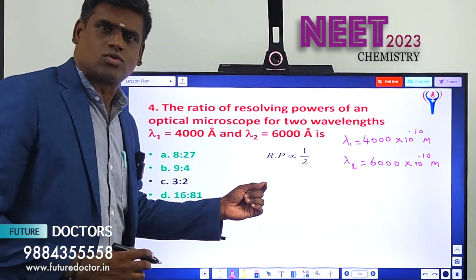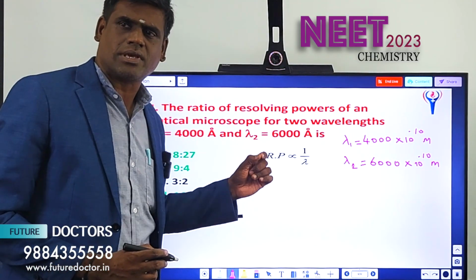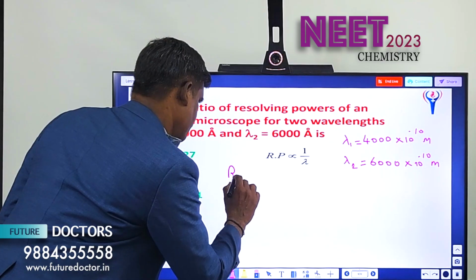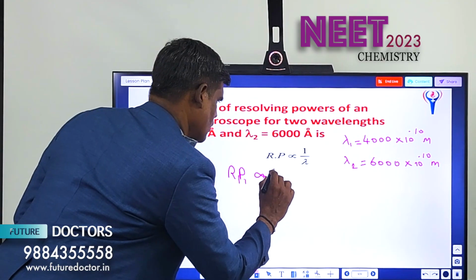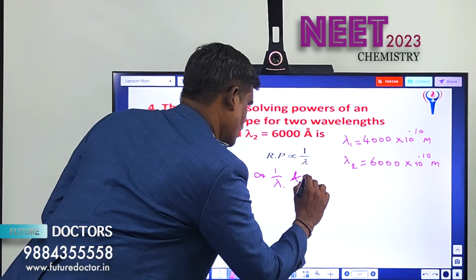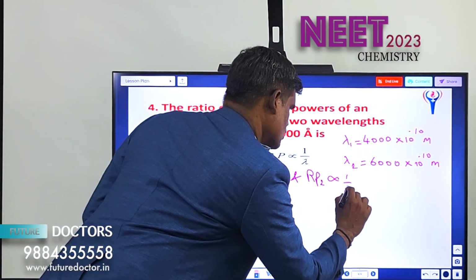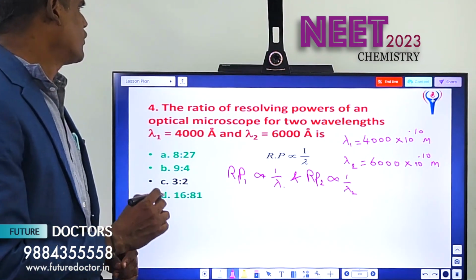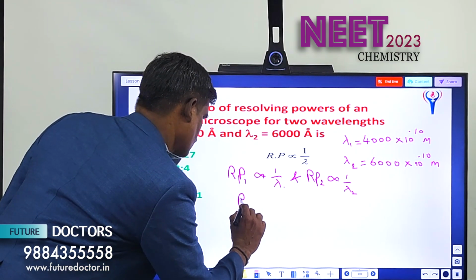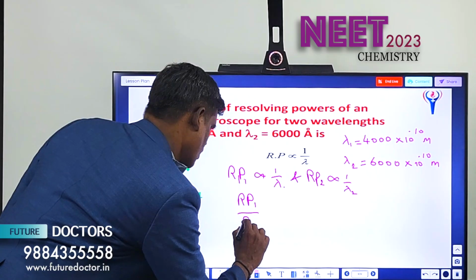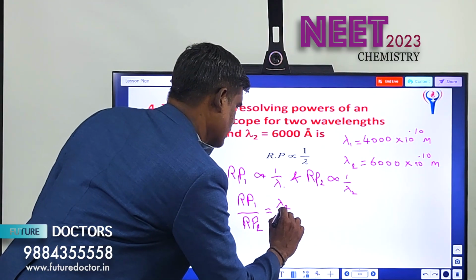Then for two wavelengths, two cases: resolving power RP1 is inversely proportional to lambda 1 and RP2 is inversely proportional to lambda 2. Then you want to find the ratio of resolving power of an optical microscope, RP1 by RP2. RP1 by RP2 is equal to lambda 2 by lambda 1.